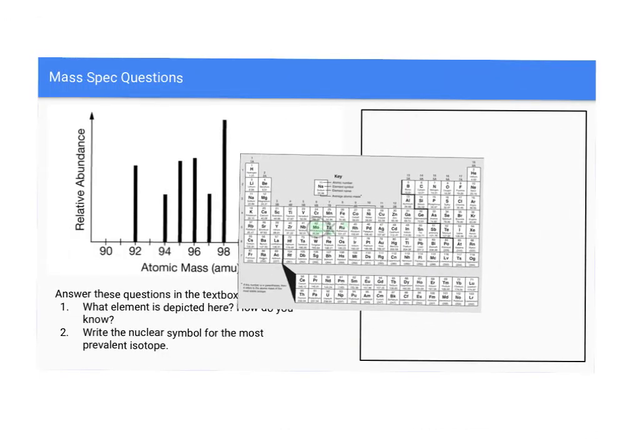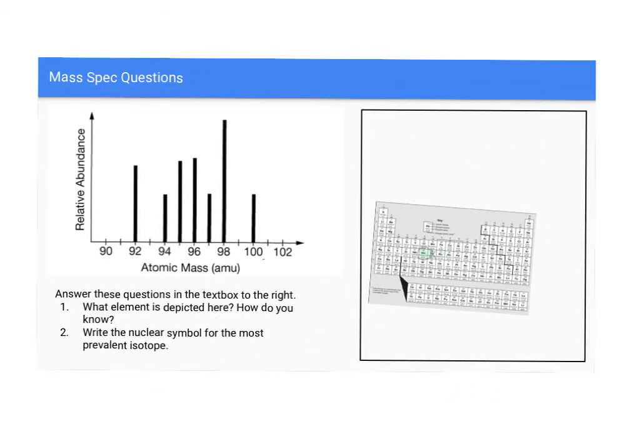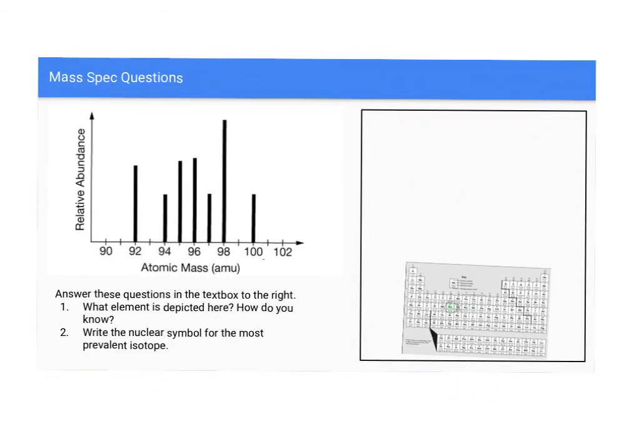Okay, so now that we know it's molybdenum and that the atomic number is 42, we can answer number 2. So the nuclear symbol is Mo. Obviously, the most prevalent is going to be the highest peak, so that's the mass number, which is protons plus neutrons, so that's 98. The atomic number, which we looked up on the periodic table, is 42.